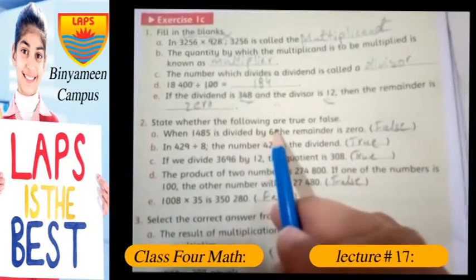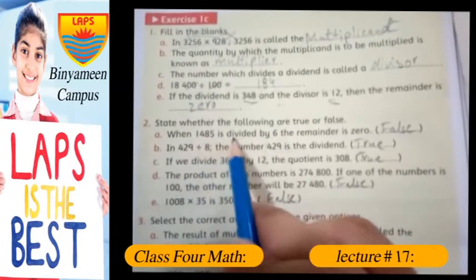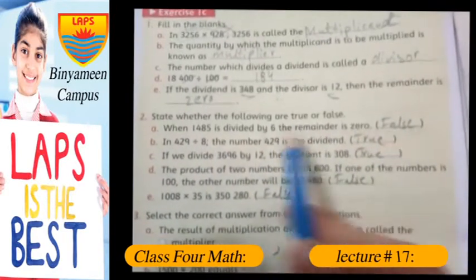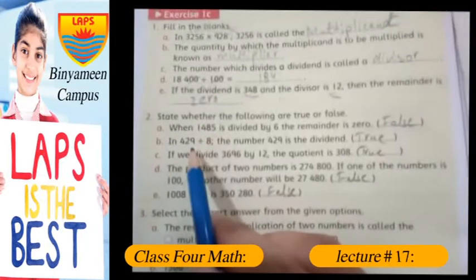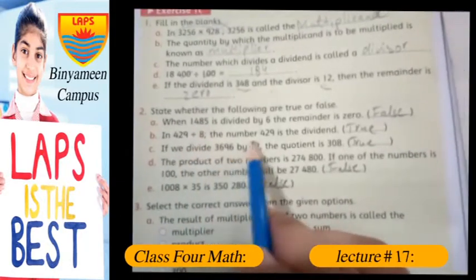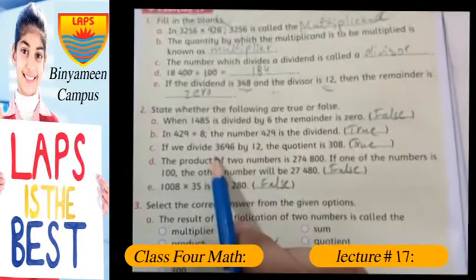State whether the following statement is true or false. When 1845 is divided by 6, the remainder is 0. That's false, because 6 can't divide this value completely. In 429 divided by 8, the number 429 is divided. That's true.